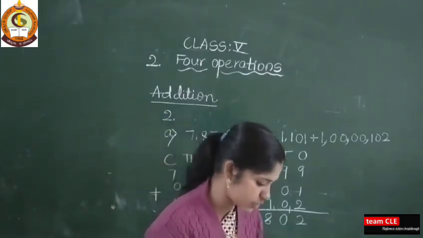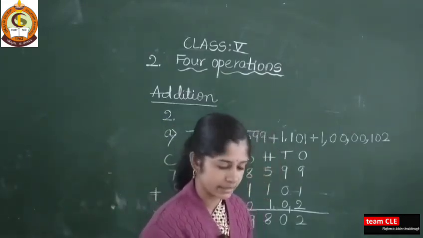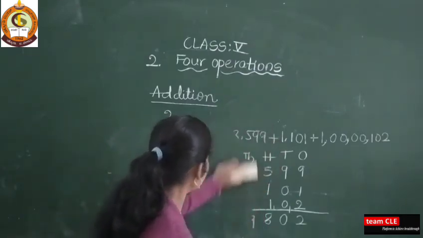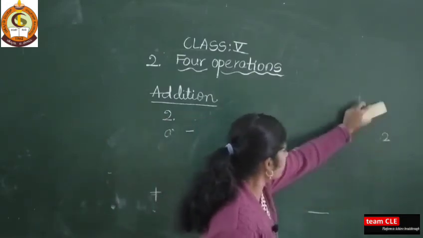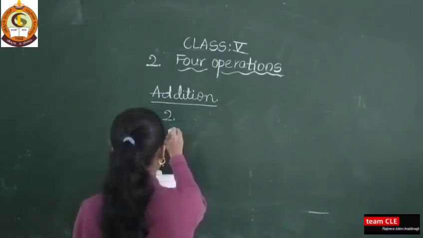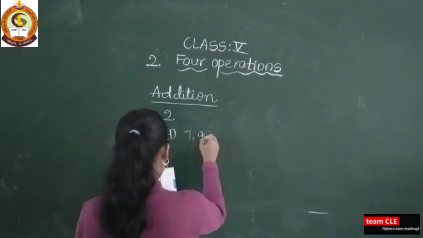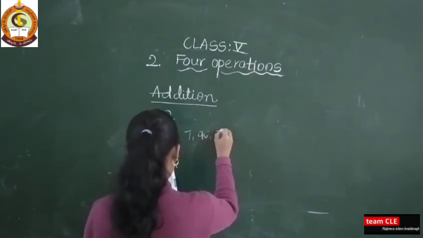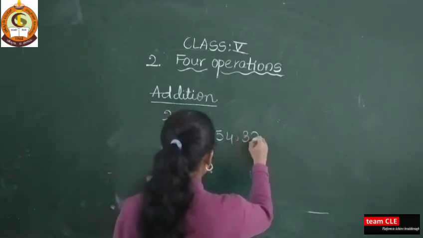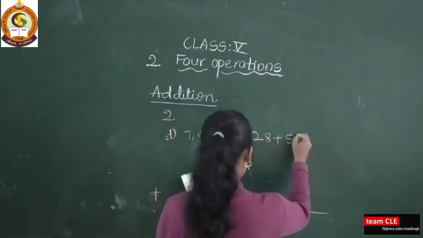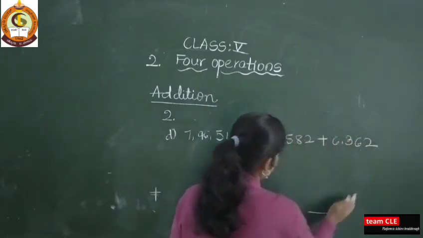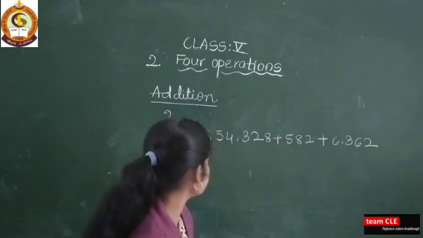See here in your textbook, how many examples are there: 4 examples. Among them I have already solved one example, and let us take one more example from your My Practice Time 1. So I will take here D1, and that is 7 crore 96 lakh 54,328 plus 582 plus 6,365. So see here, let us arrange these numbers.